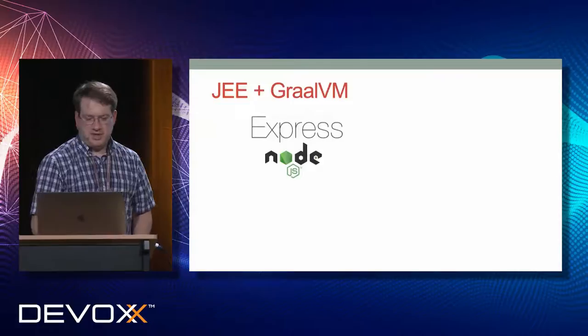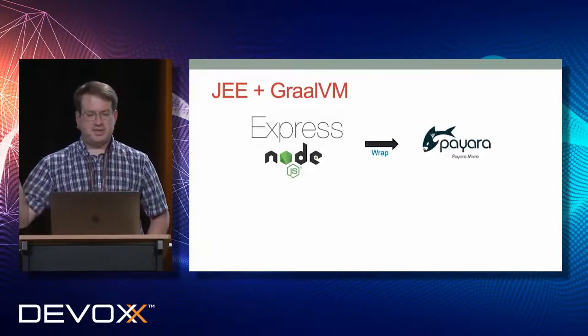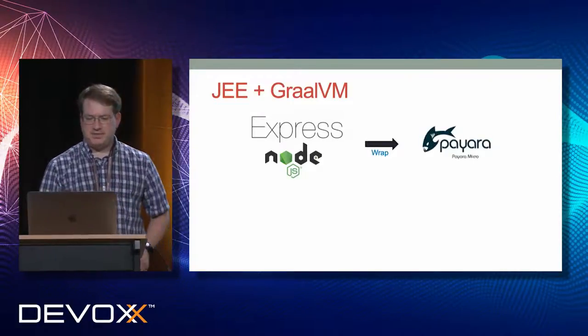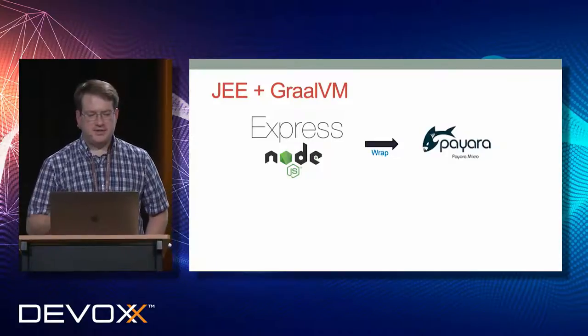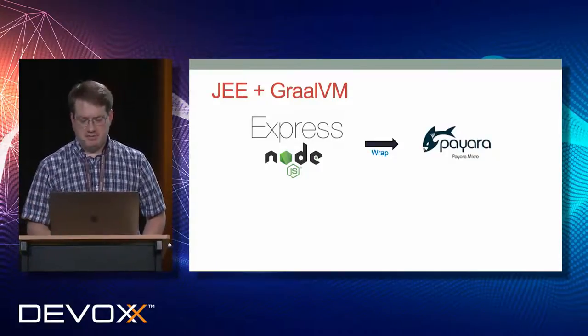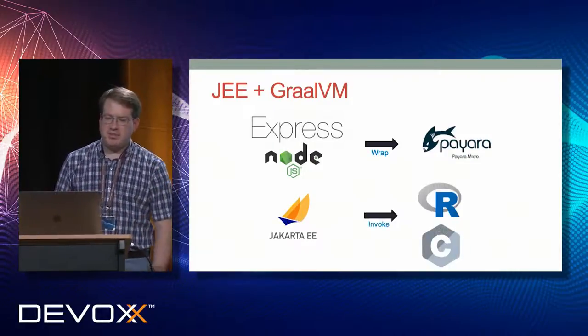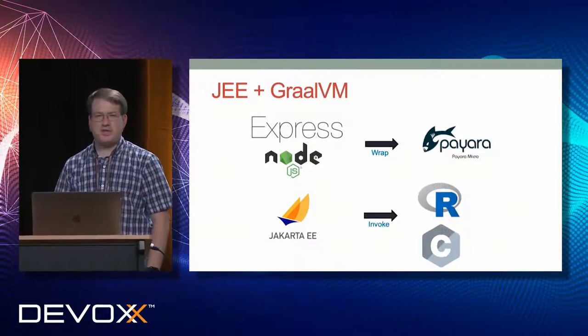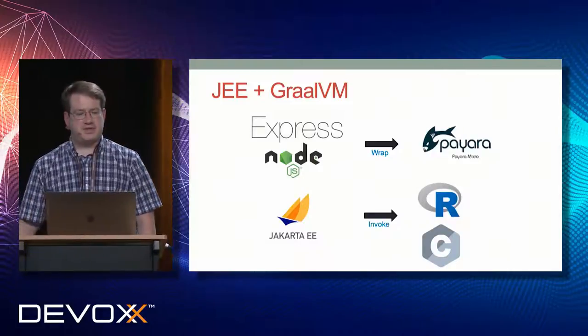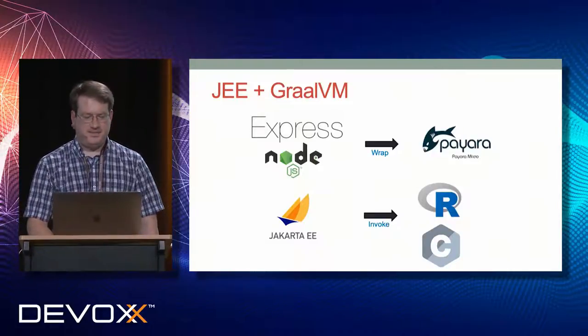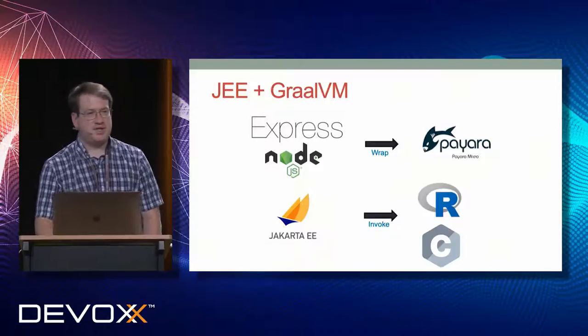So, for example, you can have a Node Express application. This is the first application I'm going to demonstrate: a Node Express application invoking Python. You can also have a Jakarta EE application that's using R and C code underneath the hood. So these are some of the possibilities that you have with it, and we're actually going to see both of these in the presentation today.